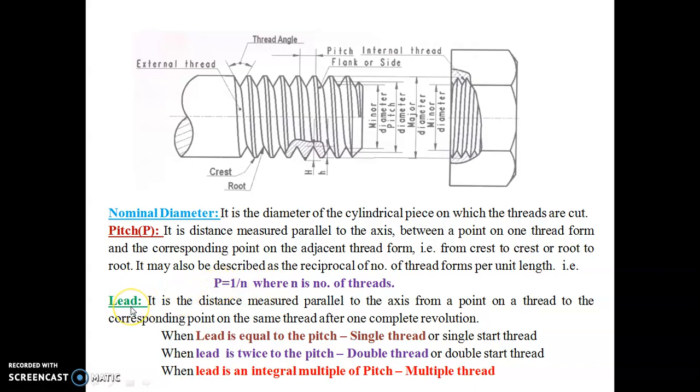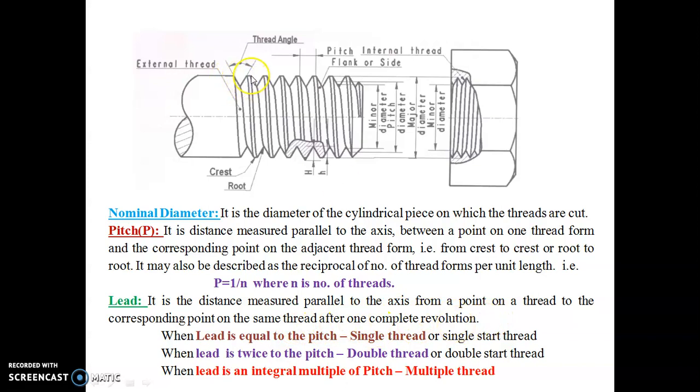The next term is called as the lead of the thread, and it is measured as the distance parallel to the axis from one point on a thread to the corresponding point on the same thread after one complete revolution.